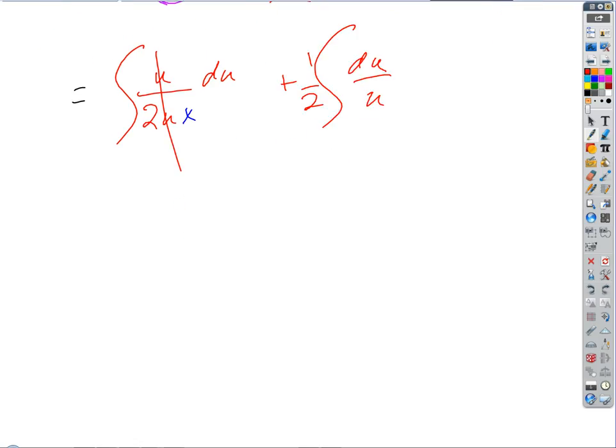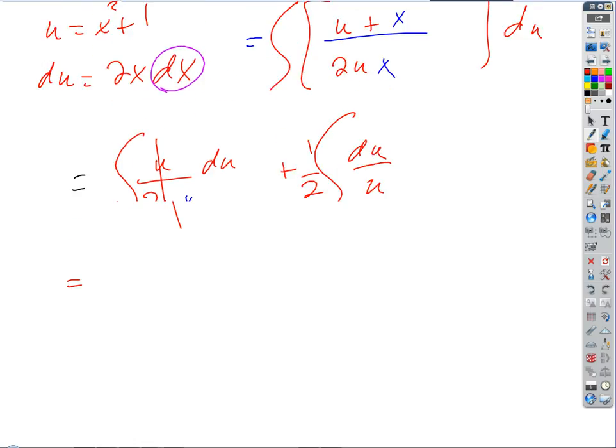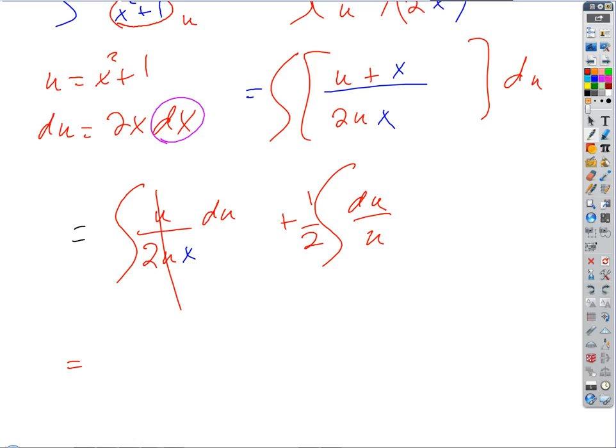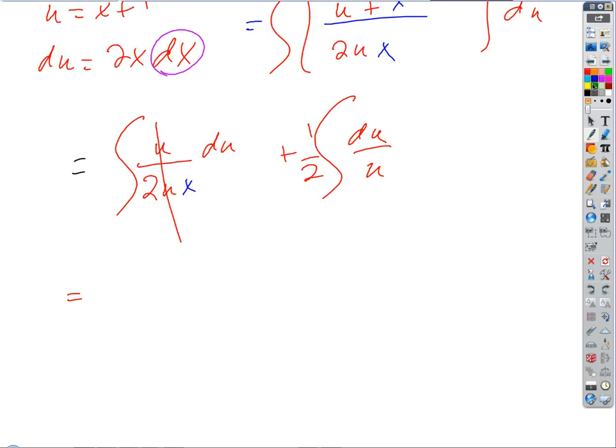Over here, I can pull the 1/2 out front if I want to, but I don't have a complete substitution, right? I've got x's in there too. But what is du over 2x equal to? Look up here in this equation. In fact, du over 2x equals dx, right? So this first one here actually just becomes the integral of dx. Now that is a complete substitution because it's just in terms of x's.